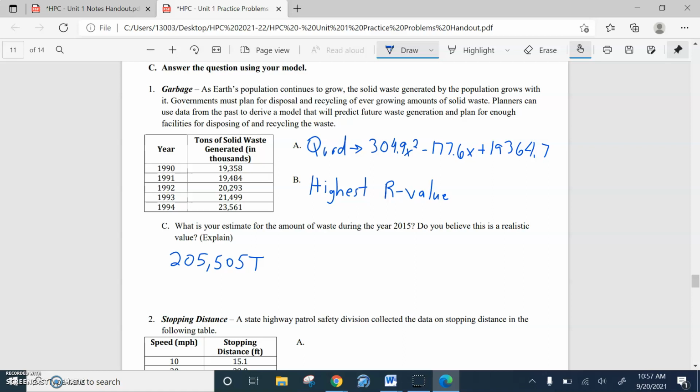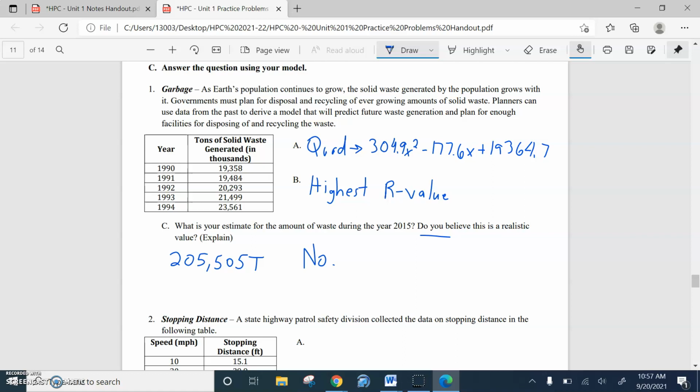So looking at that, 205,000 tons, then it says, do you believe that this is a realistic value? And my answer is going to be no. What I'm getting at is, we have 19,000, 20,000, 21,000, 23,000. To go from a factor of 20,000 tons to 200,000 tons in a matter of 15, 20, 25 years just seems a little bit unrealistic, because 10 times that amount of garbage being produced, where would it go? How would that work? Clearly, human nature would be to solve the problem and not just let it grow exponentially.